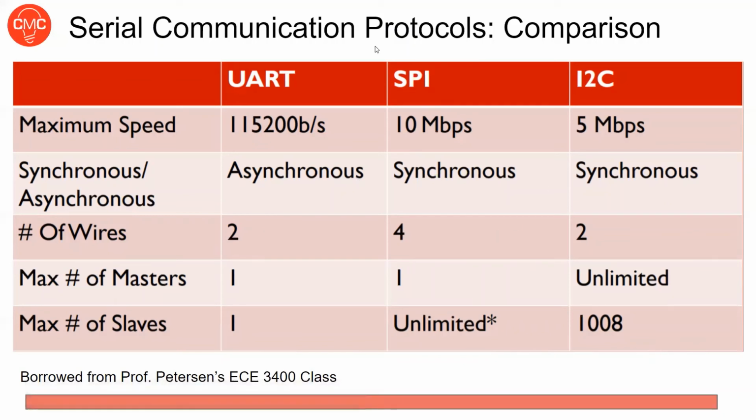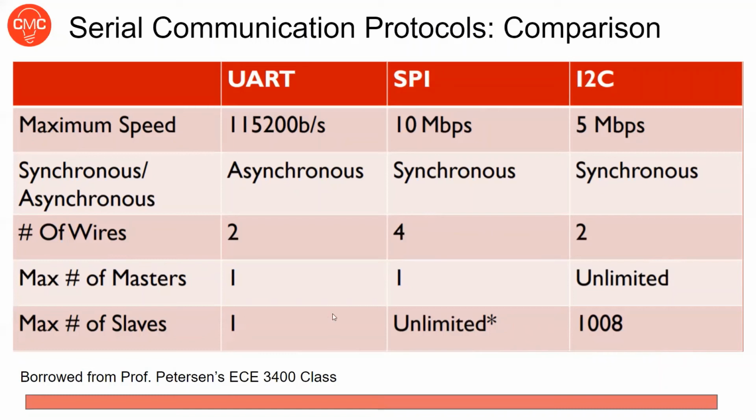So we have UART, SPI and I squared C, or I2C. People say it different ways. They have different maximum speeds. For instance, SPI is faster, but it's going to use a lot more wires, 4 wires as opposed to just 2 wires. So it's a trade-off between space and speed on your circuit.